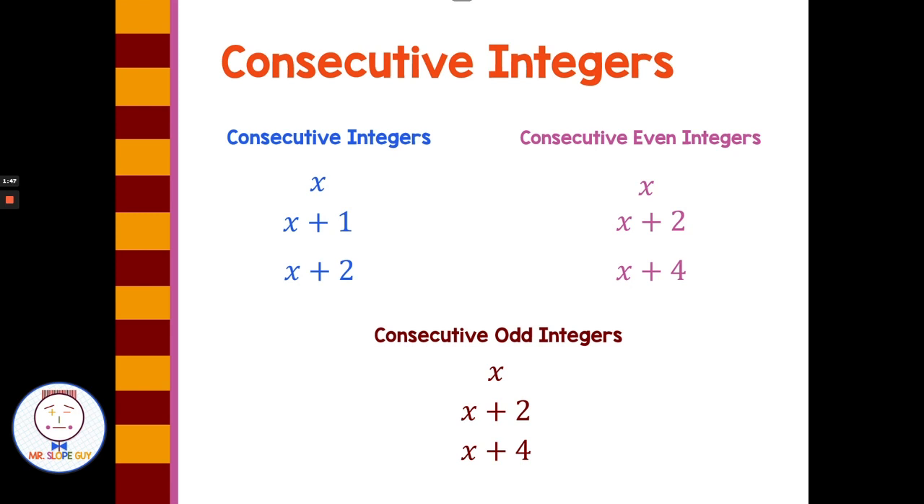So when you're setting up these problems, it's very important that you read carefully, because your setup is completely different if it's just consecutive integers than if it is consecutive even or consecutive odd. So the first thing we have to do is read the question carefully and figure out which one we have. So let's look at an example.